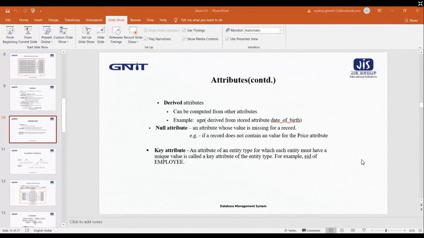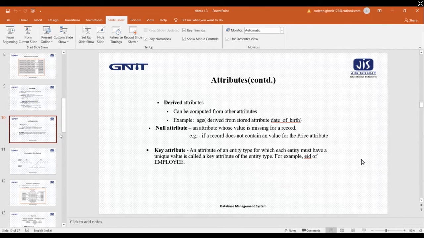So phone number one and phone number two. All the persons do not have two phone numbers. So for all records, you cannot get the value of phone number two. Some persons you can get the value for phone number two, but for all the persons you cannot get the value for phone number two.